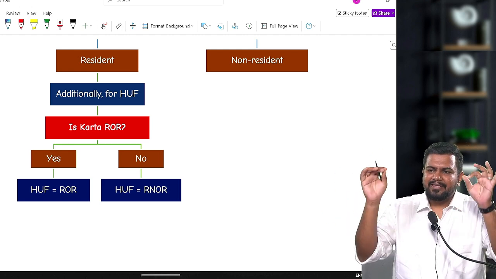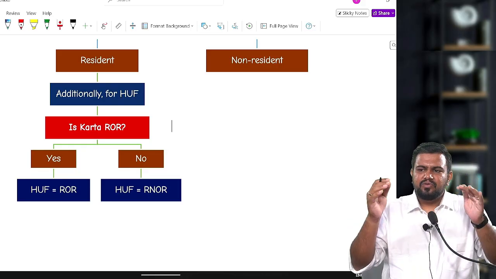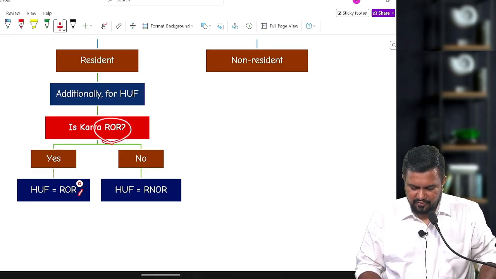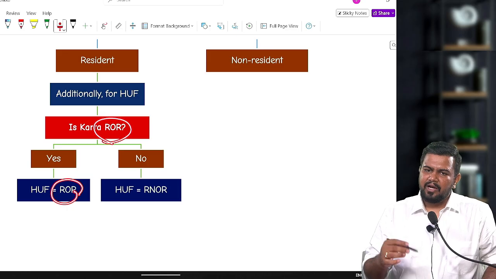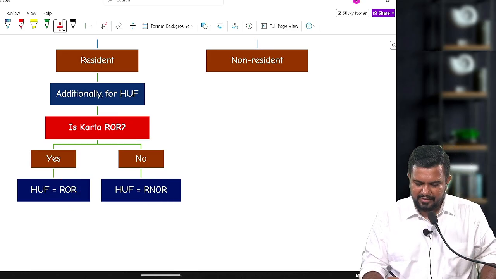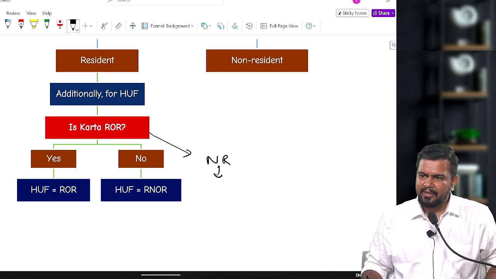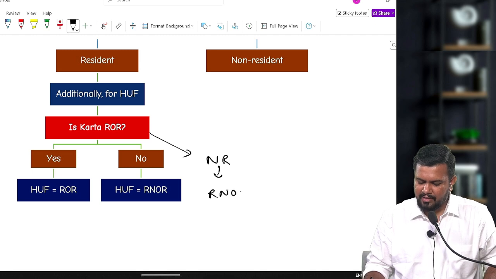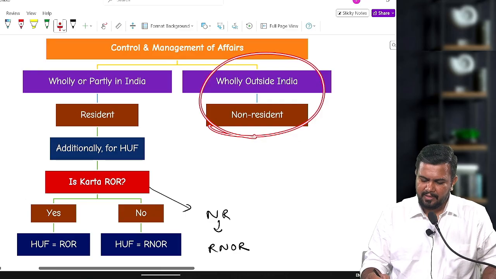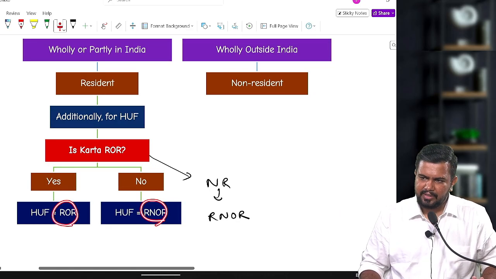After determining whether HUF is a resident or non-resident, if HUF is a resident, then you see who the Karta is. If Karta is ROR, HUF is ROR. If Karta is not ROR, HUF will be RNOR. If Karta is NR, what will happen? If Karta is NR, then HUF will be RNOR. Why? Because HUF can be non-resident only if it is wholly outside India. Partly in India means there is no non-resident scope. It is either ROR or RNOR only. Fine.